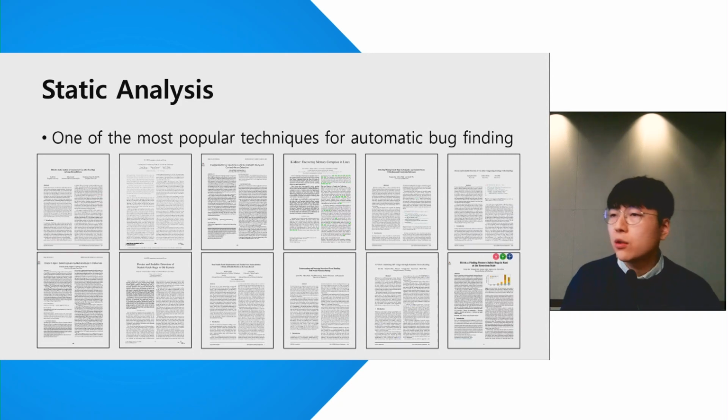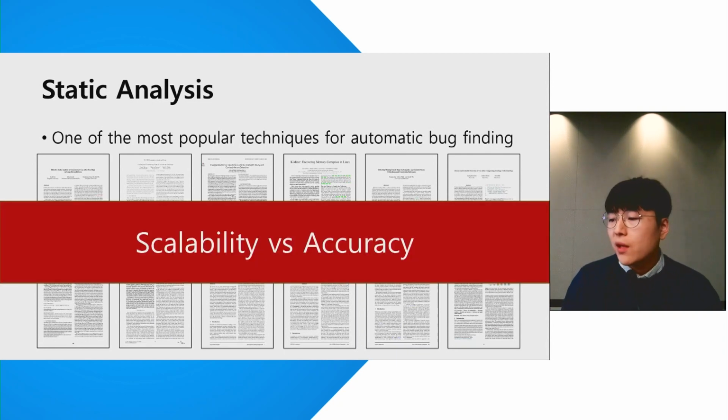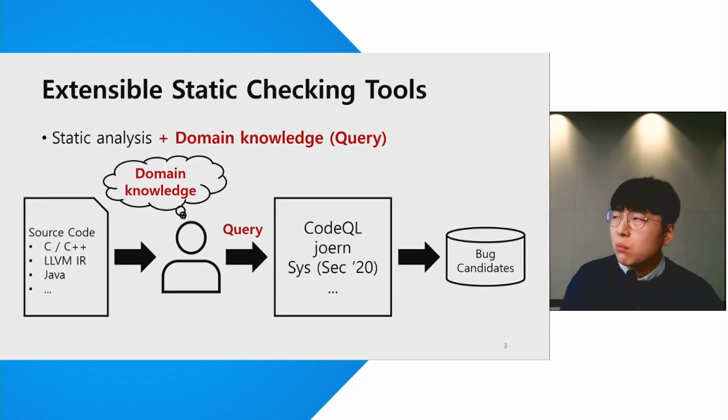it can achieve high code coverage without difficulty of generating corresponding inputs. But it suffers from the trade-off between scalability and accuracy. For example, it should be context and path sensitive to be accurate, but that causes scalability issues. To mitigate these issues, some extensible static checking tools such as CodeQL, Joern, and Sys have been proposed.